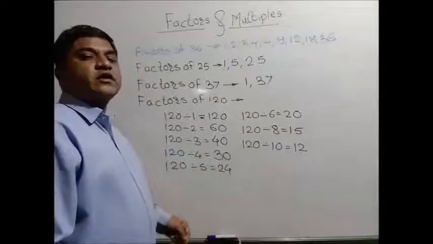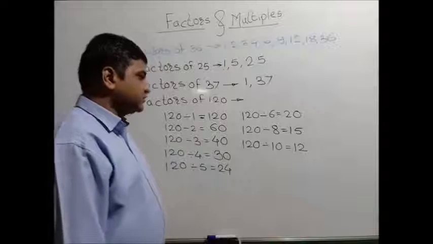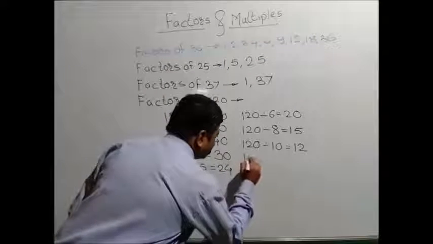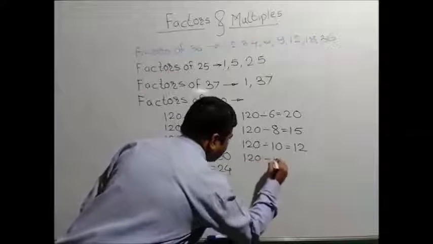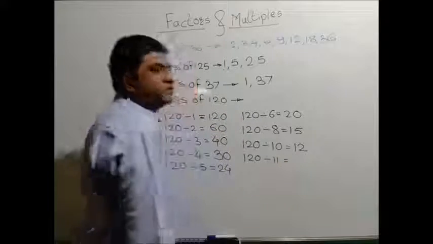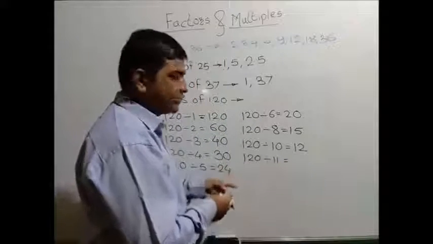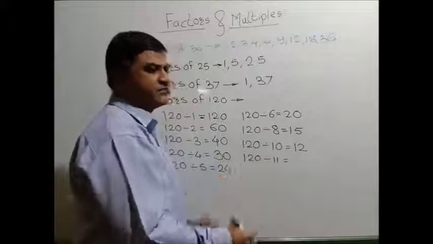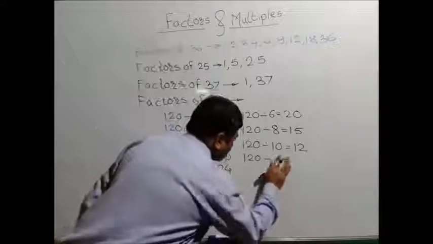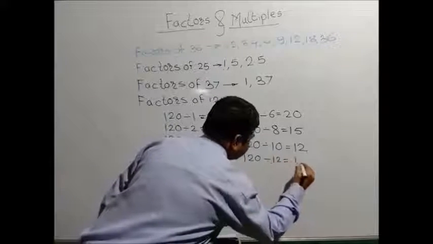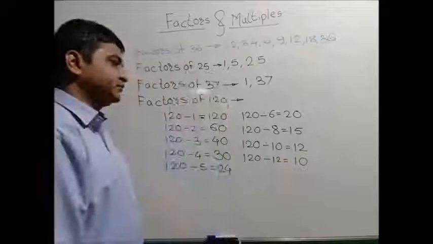Okay, so we will go for the next number which can divide 120. Well, 120 we will try to divide by 11, and it is not possible. We cannot divide 120 completely by 11. We will get some remainder. What about 12? I know that 12 tens are 120.